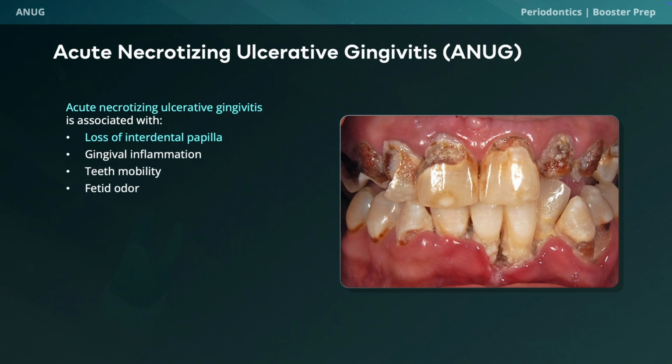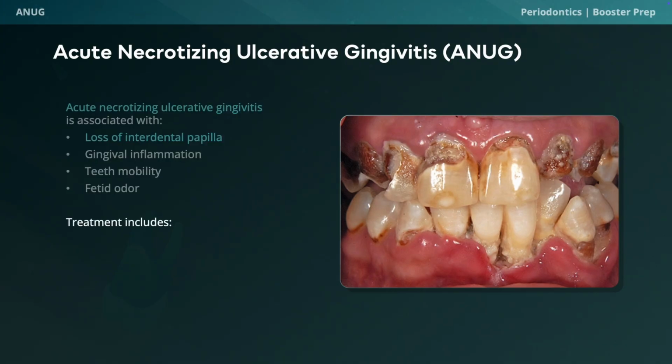So what causes ANUG? ANUG typically shows up when the immune system is weakened or oral hygiene is completely neglected. So if a patient has poor oral hygiene, high stress, malnutrition, immunosuppression like HIV or a post-viral illness, they're at risk of getting ANUG. It's basically the perfect storm for bacteria to take over.